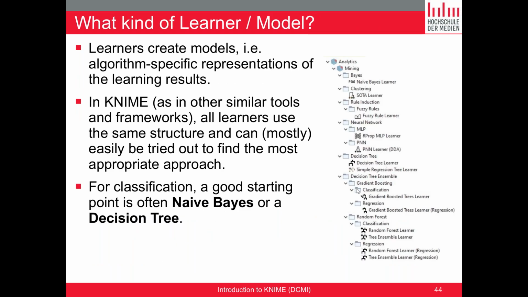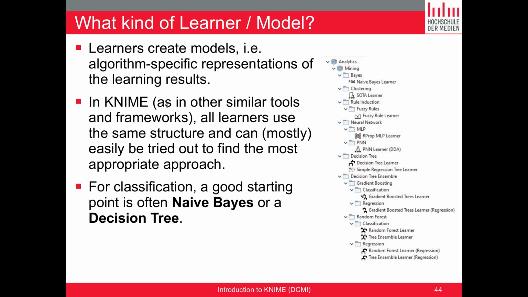Now the question is, what kind of learner should you use? And especially in this webinar, I can only say it doesn't matter. You can choose a lot of them. A good starting point is often naive Bayes or a decision tree. They are mostly used in tutorials and introductory lessons because they're relatively easy to understand. And yeah, I would always start with them, actually, at least to have a comparison if you want to use other nodes as well.